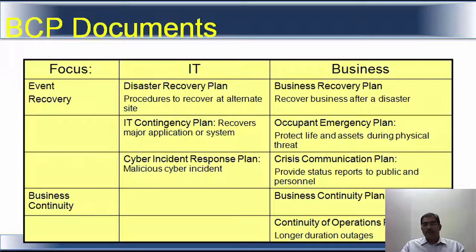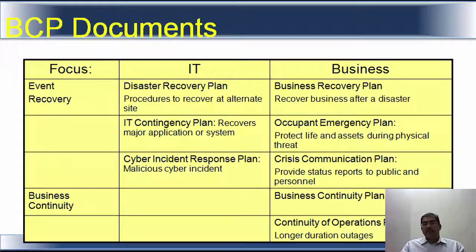These are spelled out. Then there is the IT contingency plan. It recovers major applications or systems. So the contingency plan is a very important aspect under your business continuity plan. Then under the head of business, there is the occupant emergency plan. That is protection of life and assets during a physical threat. Then the cyber incident response plan. If there is a malicious cyber attack or incident, what has to be done?